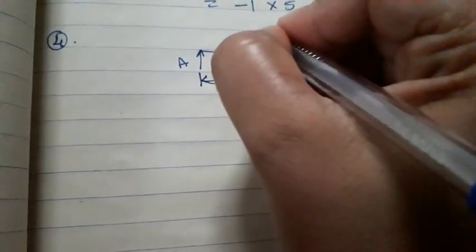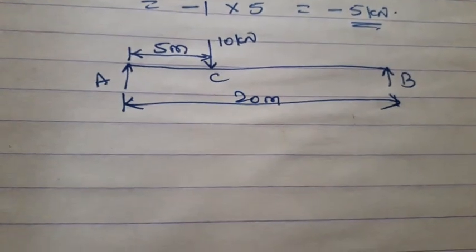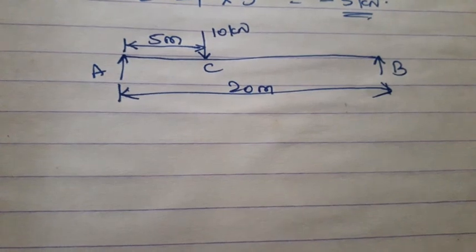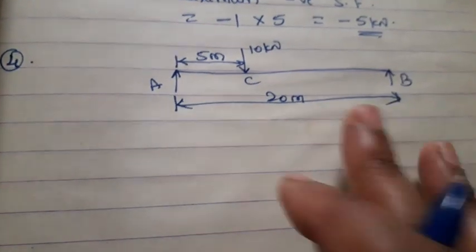Let us take a simply supported beam AB of span 20 meter, where the load 10 kilonewton is acting at a distance of 5 meter from A. For this we will find out the shear force at this point C, and maximum positive shear, maximum negative shear, absolute maximum positive and absolute maximum negative shear force. So to find out that, this is for shear force, right?